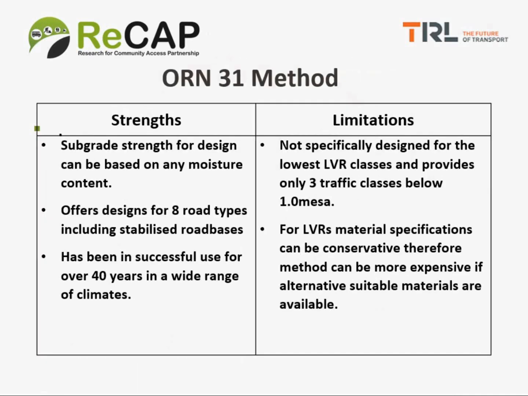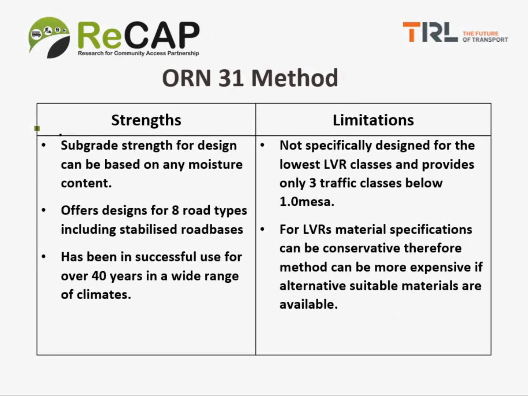The Overseas Road Note 31 method is the method that TRL produced for specific use in tropical environments. The subgrade strength for design can be based on any moisture content. In other words, the worst condition, the long-term equilibrium condition, whatever the designer wishes to choose, and there's some guidance on doing that in the manual. It offers designs for 8 different road types, including stabilized road bases. So it's not just natural gravel road bases, which is generally what one would use for low volume roads, but occasionally it's necessary to stabilize a layer. It's been in use for about 40 years in a wide range of climates.